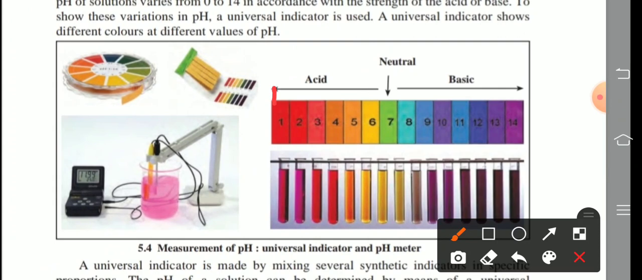0 up to 6 shows that the sample is acidic in nature. Exactly 7 means neutral, and more than 7 up to 14 means what? A basic type of solution of the given sample.